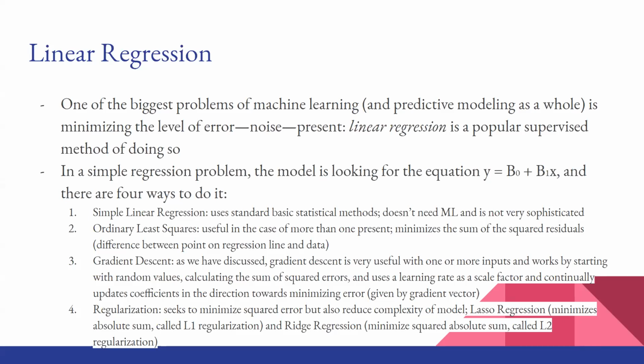Regularization is our 4th method for doing this, and it seeks to minimize squared error but also reduce complexity of the model. Our lasso regression minimizes the absolute sum, also called L1 regularization, and ridge regression minimizes the squared sum, called L2 regularization. Linear regression is one of the most commonly used, but as you can see, with how simple it can be, it's not always used for machine learning. You don't exactly need it. For the most part, it's simply using statistical means. With different methods, you can bring ML into it, but it's one of the more preferred ones as it's the simplest.